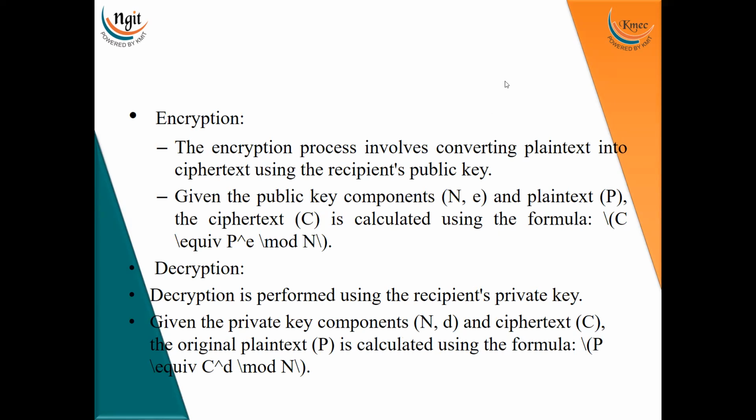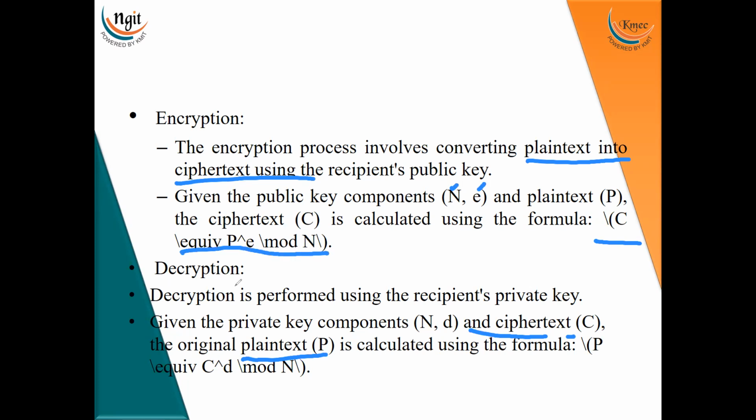Now we'll learn about encryption as well as decryption. What is encryption? Encryption is a process which involves converting plain text into ciphertext. What is meant by decryption? It converts the ciphertext back into the original plain text. For encryption, we use the public key components, N and E, where N is the modulus and E is the exponent. The plain text is converted into ciphertext with the formula C equals P power E mod N.